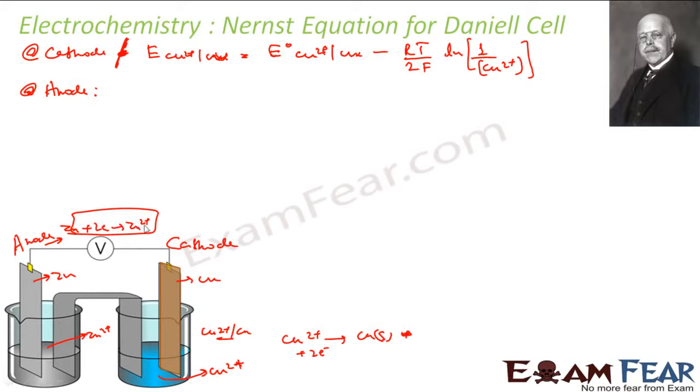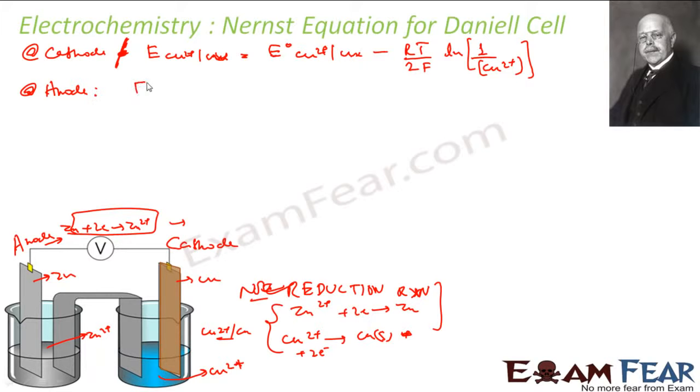The flip side is nothing but the reduction reaction. Please note, I have to write the reduction reaction for this. Reduction reaction is Zn2+ will take 2 electrons to become Zn. So in both cases I am writing the reduction reaction. For finding the value of E, I am finding the reduction reaction. That is something to note.